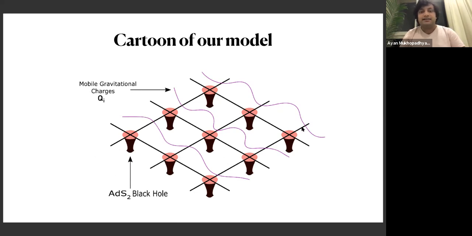This mobile hair essentially consists of the charges corresponding to the isometries of the unfragmented horizon. So this is basically the tip of the throat. They have SL2R charges. So our gravitational mobile hair here is essentially these gravitational charges Q_I, which are the SL2R charges of the unfragmented horizon. And these can move around the lattice.